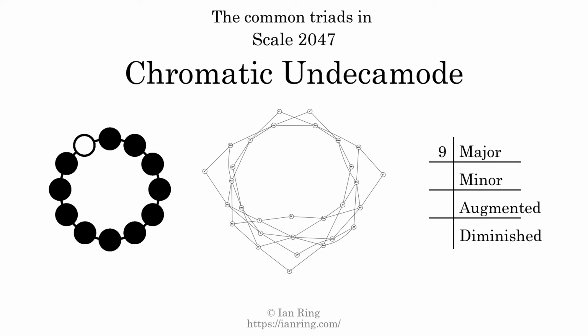There are 9 major triads. There are 9 minor triads. There are 3 augmented triads. There are 9 diminished triads. Here is a Hamiltonian path of parsimonious voice leading that uses all the triads.